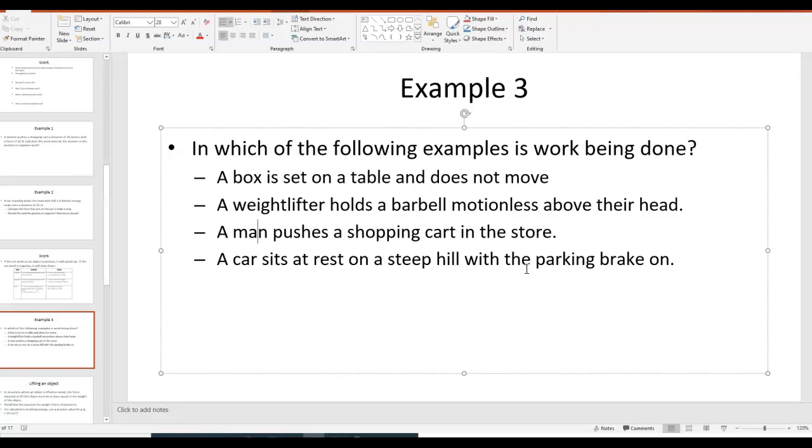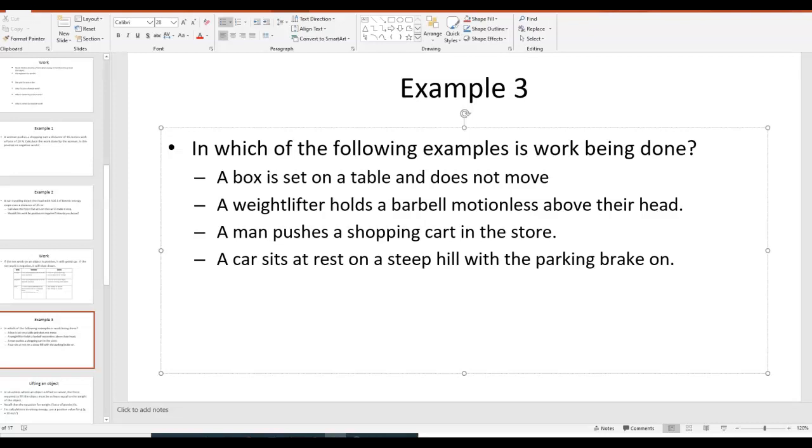So remember, in the last slide we talked about how work is only done if there's a distance, if the object is moving. And if there's no motion, that means there's no distance, that means the work done is 0. So the only situation of these 4 where work is being done would be this one right here, because in all the other situations the object is not moving. Therefore no work is being done. The work done is equal to 0. Pause there if you need to look at that.